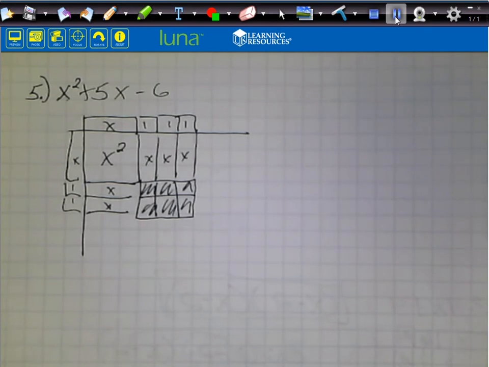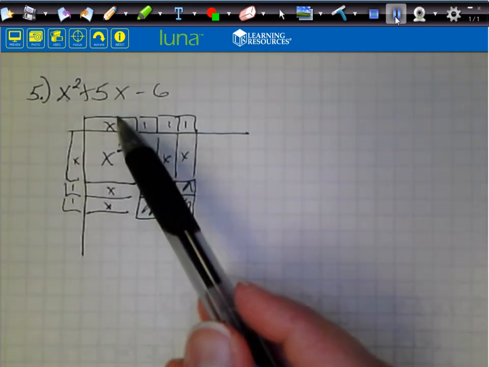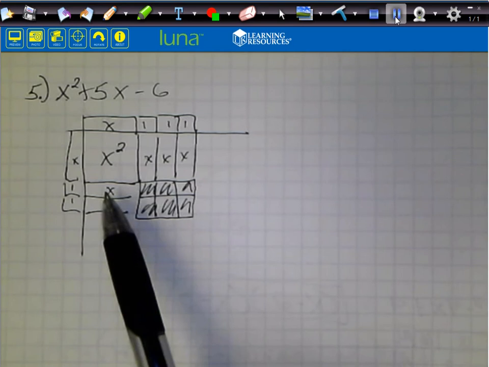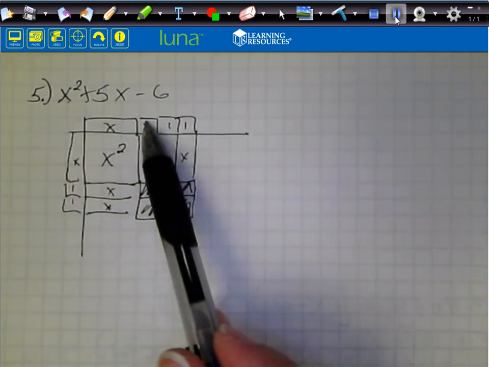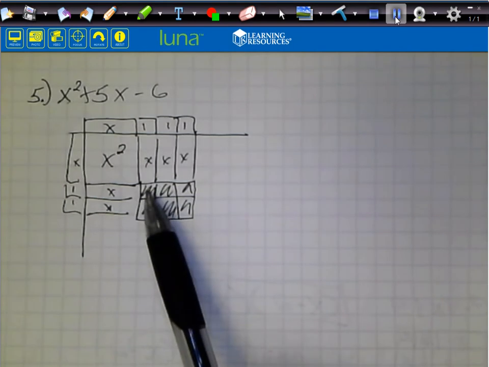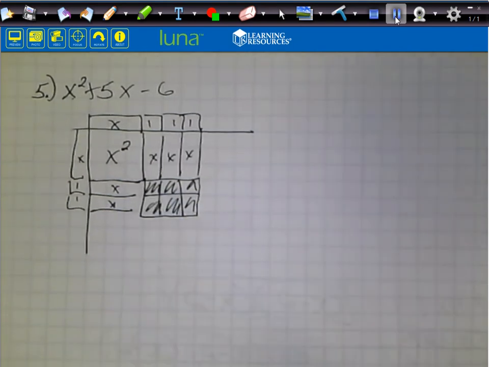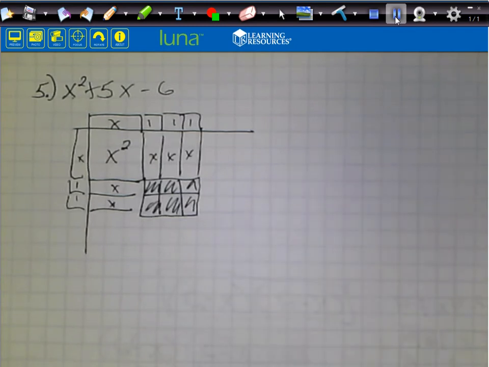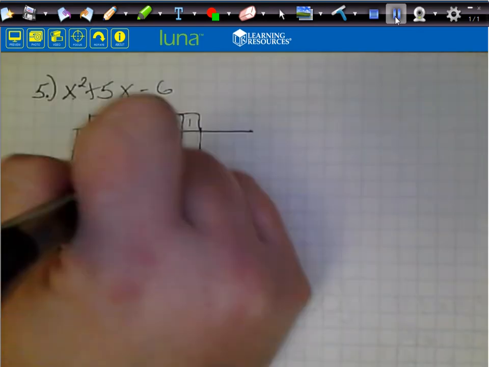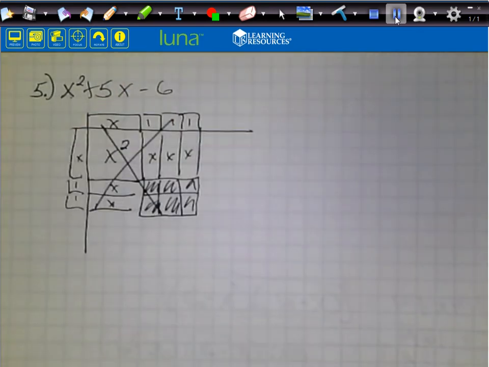And when I go to multiply this back out, it doesn't work. X times x is x squared, x times 1 is 1x, and 1 times x is x. But whenever I go here, I have 1 times 1, which should be a positive 1, not a negative 1. So this is not going to work. And when I multiply it back out and check, I can see that it's not going to work, even though it does make that pretty little rectangle. So this one is not going to be correct.